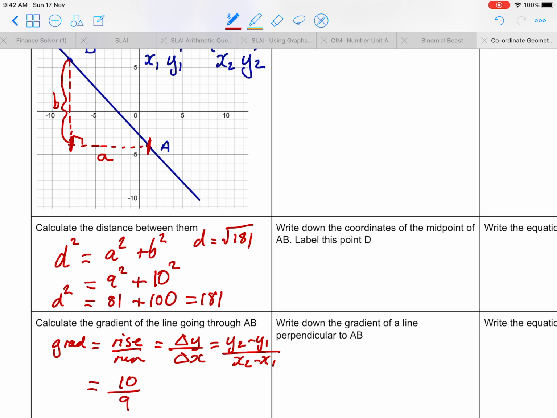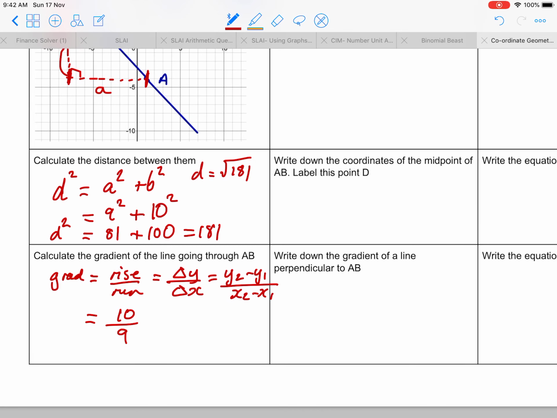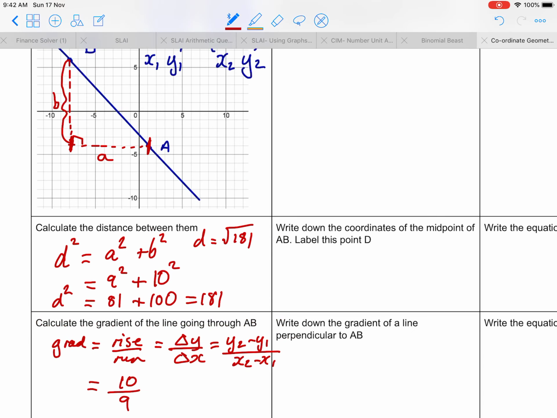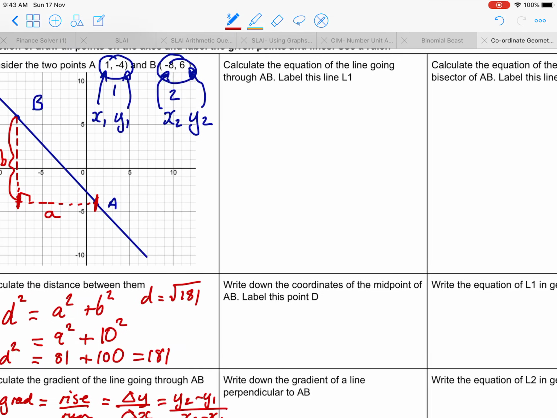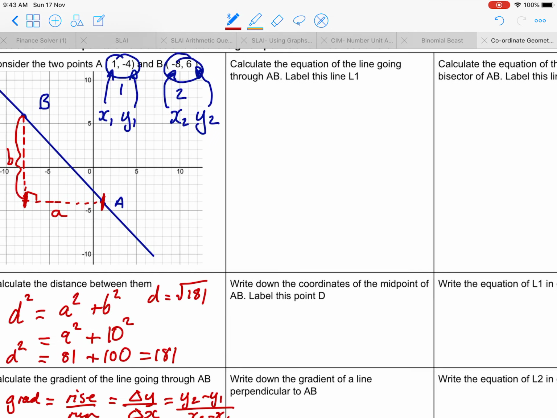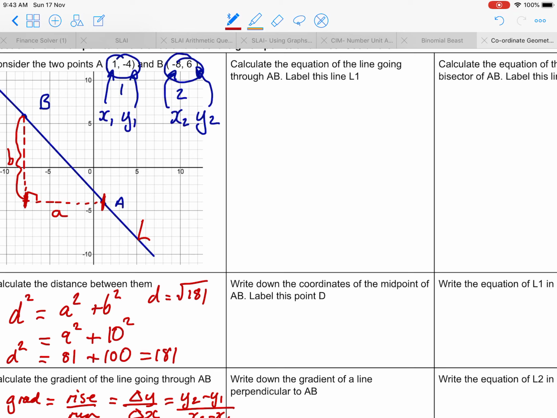So 10 over 9. Now, in this case, we're not going to change it to a decimal. For the gradient, we love to keep it as a rational number, a ratio number. Okay. So don't change that into a decimal. Keep that as a fraction. All right, so for the next bit, calculate the equation of the line going through AB. And we're going to label it L1. So this is L1 here.